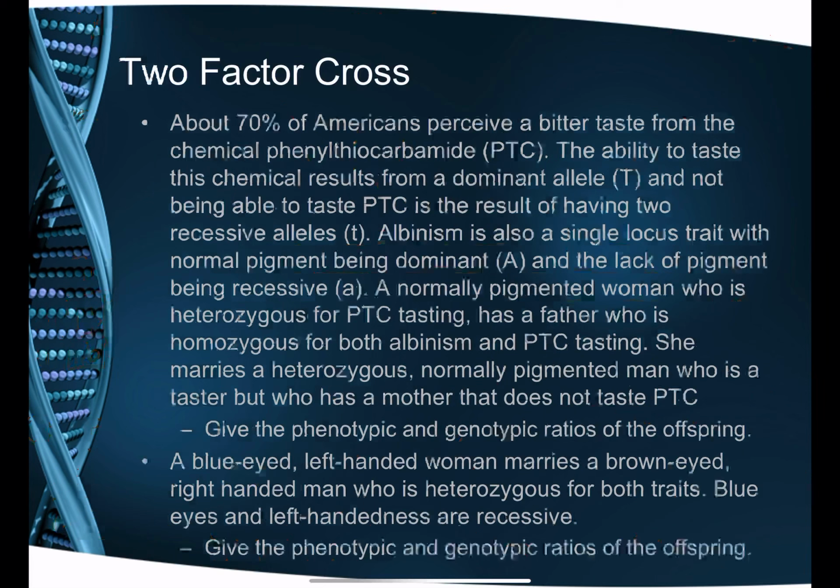So the ability to taste this chemical results from a dominant allele, big T, and not being able to taste this chemical results from having two recessive alleles, little t, okay? So a big T is a taster, little t is a non-taster. All right. Albinism is also a single locus trait with normal pigment being dominant. All right, so big A is normal. And then little a, the lack of pigment being recessive. All right, so albino.